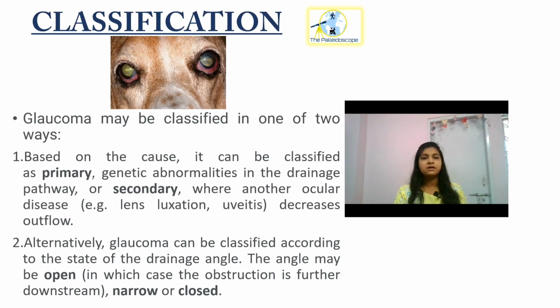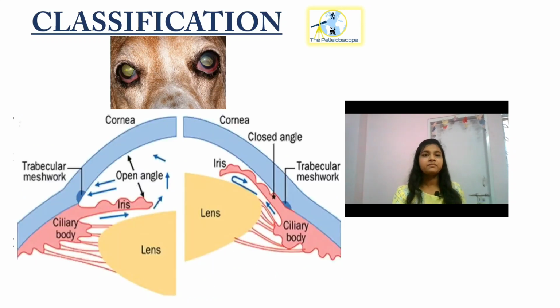Another classification is on the basis of the drainage angle. When the angle is open, in which case the obstruction is further downstream. Okay, the obstruction is not in the angle but it is further downstream. It is open glaucoma. And another one is closed or narrow glaucoma when the angle itself is closed, so the obstruction is happening. Okay, so here you can see, here the angle is open, this is open angle glaucoma, but here you can see the angle is closed.